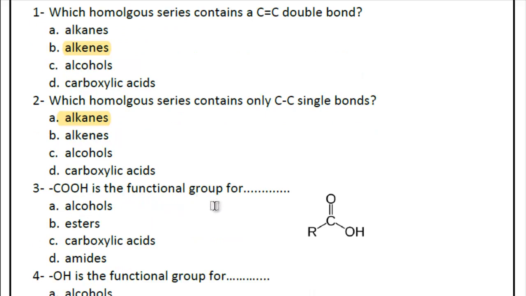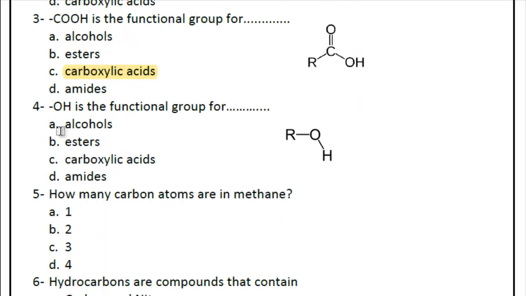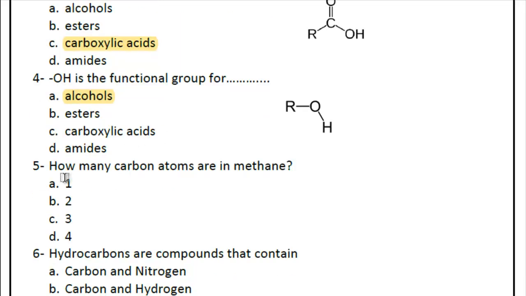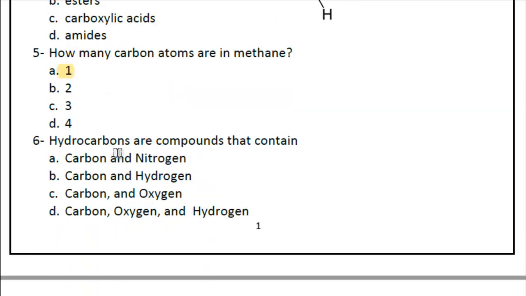COOH is the functional group for carboxylic acid. Number 4, OH is the functional group for alcohol. We can find the OH in alcohols. How many carbon atoms are in methane? Methane means one carbon atom, so it will be 1. Number 6, hydrocarbons are compounds that contain only carbon and hydrogen.